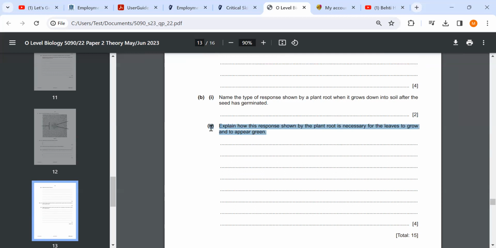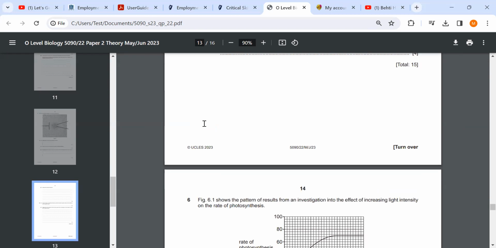We know that the color green is because of the pigment chlorophyll, and chlorophyll is necessary for photosynthesis to occur. And chlorophyll is made up of magnesium ions. So it is necessary for them to appear green so that the plant can carry out photosynthesis when light falls on them and make food.